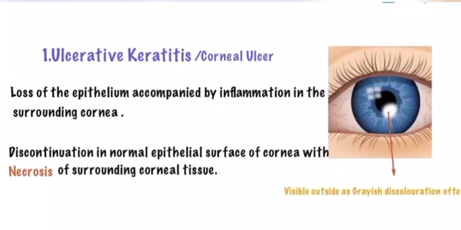To be precise, it is a discontinuation in the normal epithelial surface of the cornea with necrosis of the surrounding corneal tissue. Here I have provided an animated picture, as the bacterial ulcers mainly differ according to the agent and according to the host. So here is the animated picture. Here you can see it is visible as a grayish discoloration often.